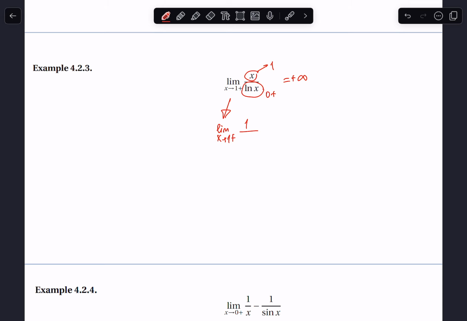So the derivative of x is 1 and the derivative of ln x is 1 over x, and so this is L'Hopital's rule, and this is the real answer. Okay, so we have to be careful about this.